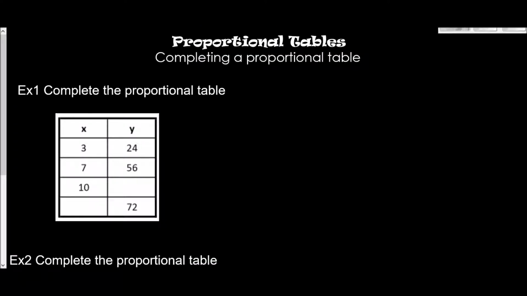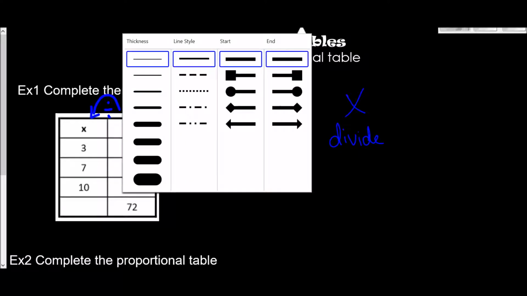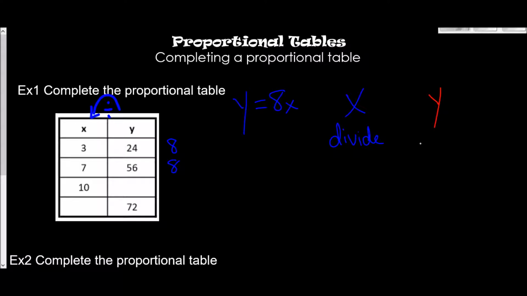Once I have a proportional relationship, I can complete my table. So for example 1, it tells me complete the proportional table. So already it tells me it's going to work out. So I need to divide backwards again. 24 divided by 3 gives me 8. 56 divided by 7 gives me 8. So in this case, my equation is y equals 8x. So if I'm solving for x, I need to divide. And if I'm solving for y, I need to multiply.